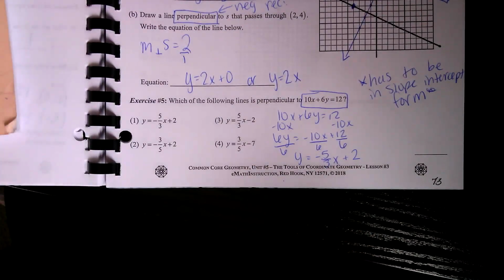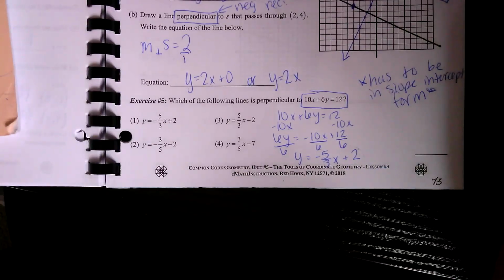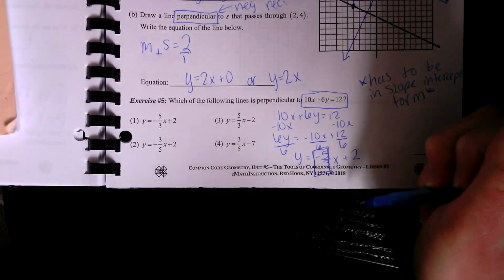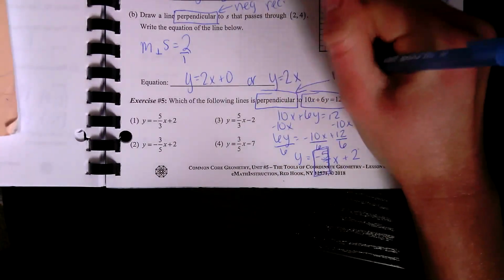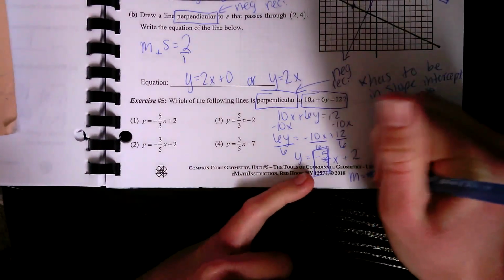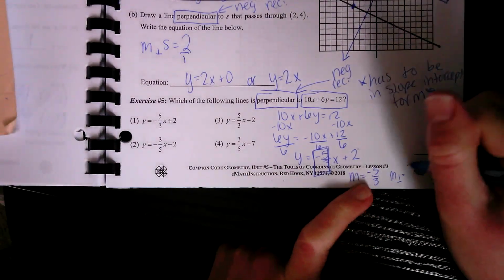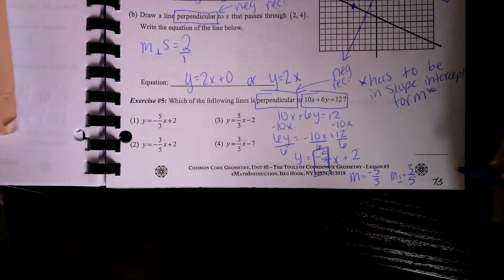Okay. Now, when we're answering these questions, our y-intercept doesn't really matter. What matters is our slope. Okay, that's the one we really want to look at. Now, we want a line perpendicular to this. And remember, perpendicular lines have slopes that are negative reciprocals of each other. Okay, now the slope of this line is negative 5/3. So the negative reciprocal of negative 5/3 is 3/5. Okay, now it's positive, so we don't want a negative slope.